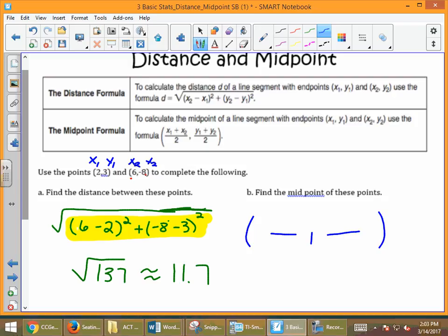We already have them labeled in these points, so what are our 2 x values? Okay, so just add them together, divide by 2. What are our y values? 3 and -8. Add them together, divide by 2. What's 2 plus 6? 8. And what's 3 plus -8? -5. Over 2.